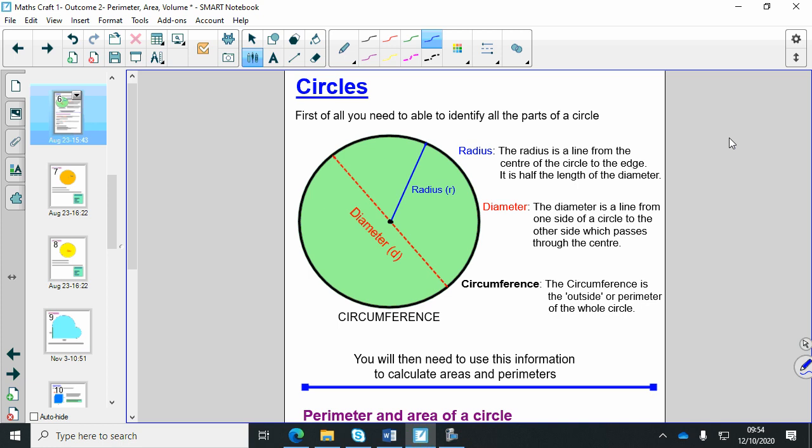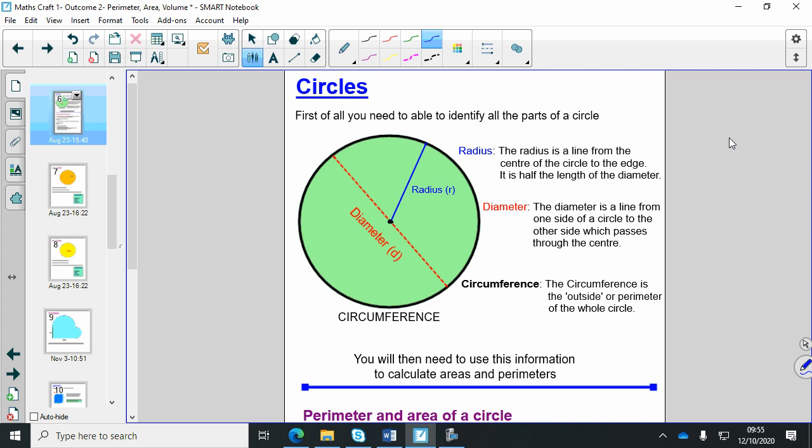Okay, so firstly we need to be able to identify all the various different parts of a circle. On this circle here, the blue line is the radius, and the radius is a line from the center of the circle to the edge. It's half the length of the diameter. The diameter is a line from one side of the circle which passes to the other side through the center, and that is twice the radius. The key thing about the diameter and the radius is they either go to the center or they go through the center.